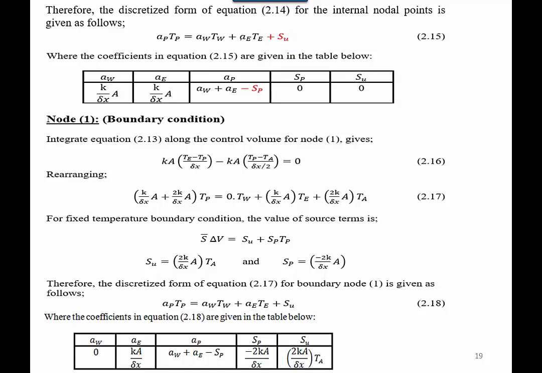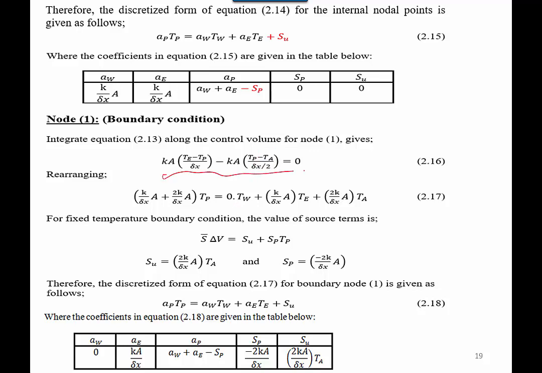Now let's discretize for the nodal point or control volume number 1, which is at the left side of the domain. Integrating equation 2.13 along the control volume from the west to the east gives us equation 2.16, knowing that there is no west temperature, and it will be replaced by the boundary condition TA, and since the west interface is at a different distance, half delta X, it will be substituted here as half delta X.